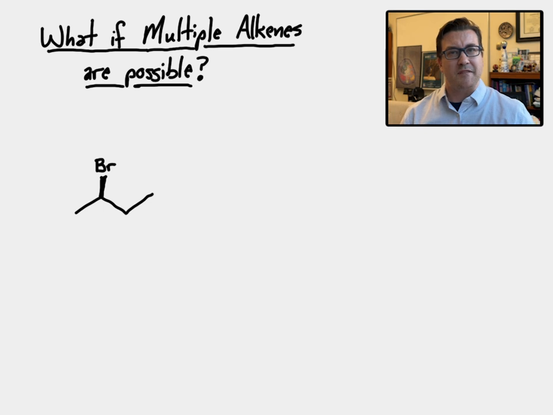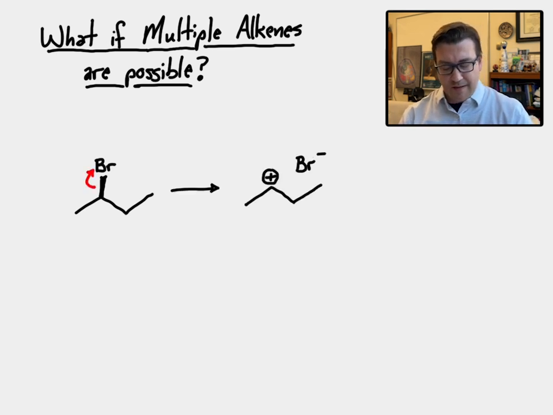So what happens if there are multiple alkenes that are possible? In the previous example, there's only one alkene possible. But what happens if there are multiple alkenes possible? Let's look at that. Again, in this case, we can lose the bromide and form this secondary carbocation. It's not as stable as tertiary, but it's still possible.